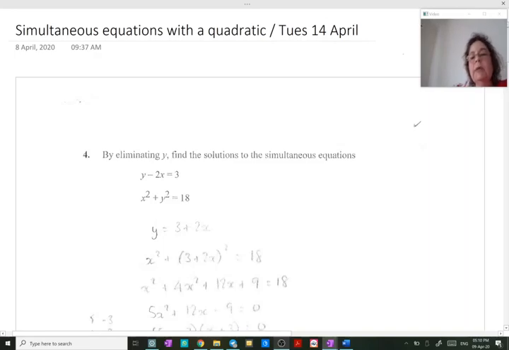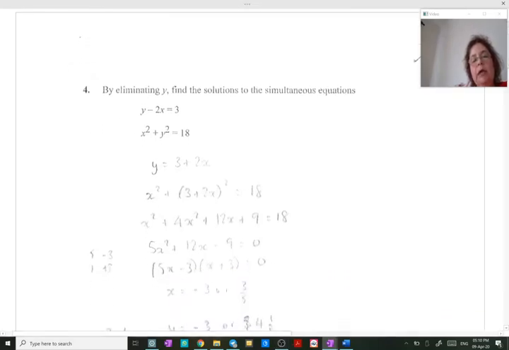Example for simultaneous equations with a quadratic. Here we have a linear equation, and under it we have an equation with degree 2. So in order to solve this system, or these two equations, we need first to write y in terms of x.